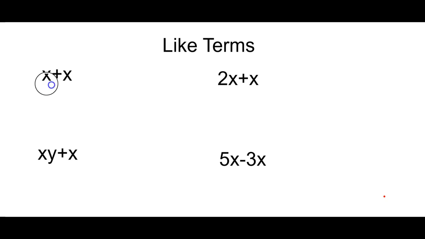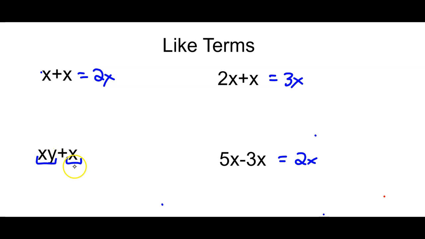So if you have 1x plus another x, you can just add the coefficients in front of them. So it's 1 plus 1. This equals 2x. When you have 2x plus 1x, you have 3x's. When you have 5x minus 3x's, you get 2x's. And here, because x is being multiplied by y, and x is by itself right there, we cannot combine those two. So this one is saying x times y, this is just saying 1 times x. You can't combine them. They're what we call not like terms.